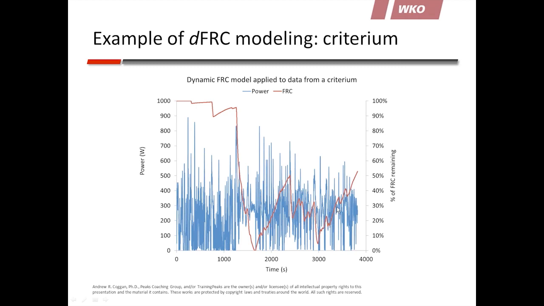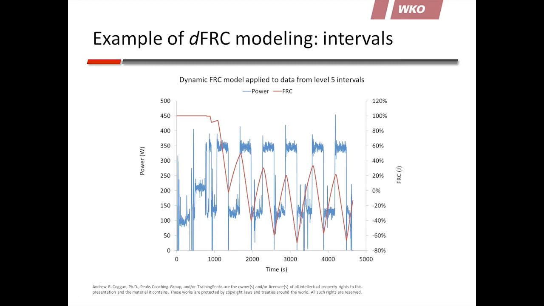So, that seems to work okay for a very stochastic effort for me, or seemingly stochastic, but when I try to do level 5 intervals, or apply the model to level 5 intervals, again, my calculated FRC goes negative. The point being that it works some of the time, doesn't work other times, and when I'm able to break the modeling process, there doesn't really seem to be a lot of rhyme nor reason to it. It's not a case of one individual or one particular type of workout.